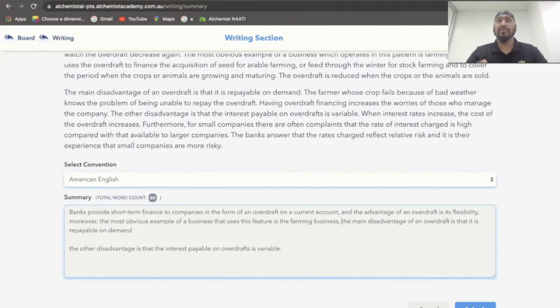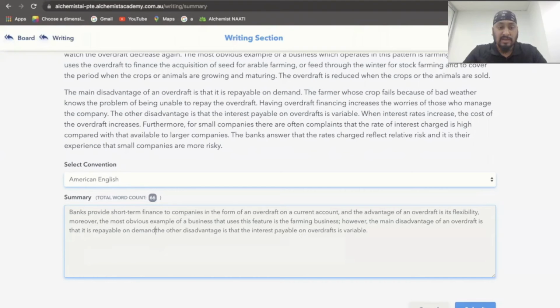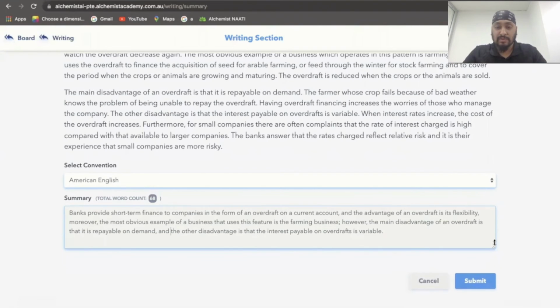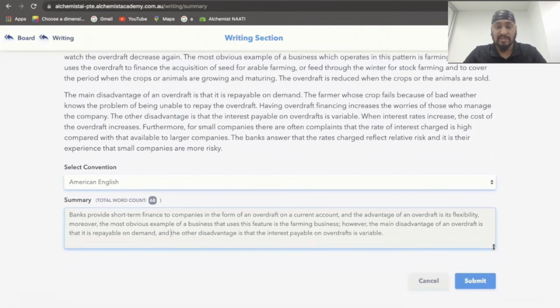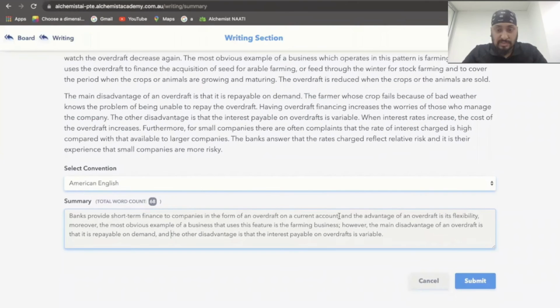Now remember that you are presenting a contradiction here. When you use contradictions, use contradictory synonyms like however, nevertheless. So I'm going to put a semicolon this time. However, the main disadvantage of an overdraft is that it is repayable on demand, and the other disadvantage is that the interest payable on an overdraft is variable. Now, I have really just copied the sentences. So this is one conjunction here, and moreover is the second conjunction that I used. However is the third conjunction, and the fourth conjunction is and.